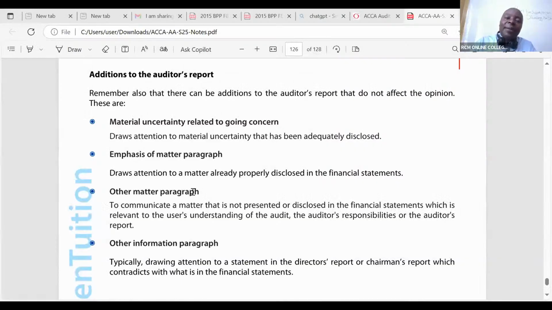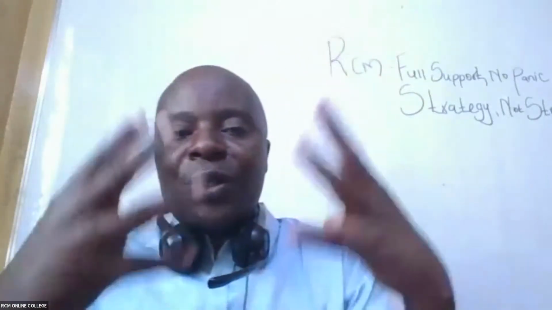Then we have what we call other matter paragraph. At times, in this case here, directors, ladies and gentlemen, most of these directors are not truthful. They are not truthful. Most of these directors under what we call management commentaries, where management are giving us their reports.